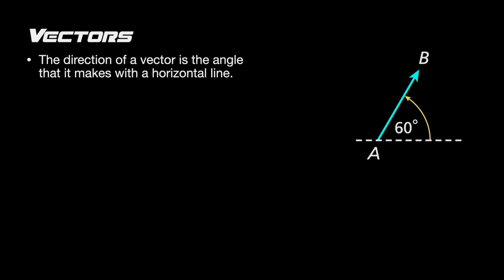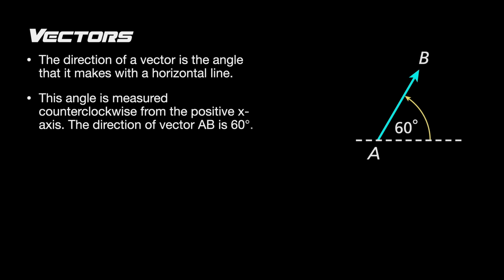Now, the direction of a vector is the angle that it makes with a horizontal line. So in this case, this would be 60 degrees. This measure is angled counterclockwise from the positive x-axis. So the direction of this vector is 60 degrees, like I said. Note that if I said something like 340 degrees, that would end up being 40 degrees below the line. So we use that.